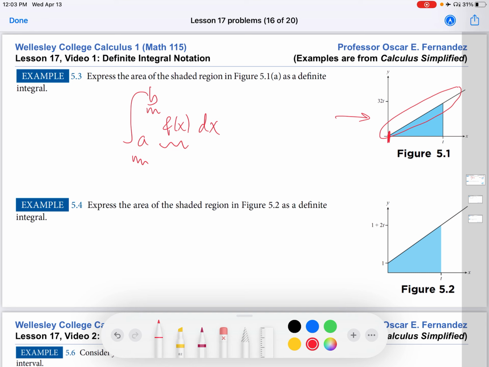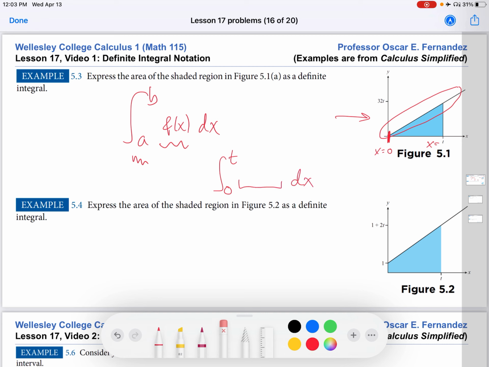And we can see already that the interval that the shaded region is contained within is x equals 0 to x equals t. So already we can start to write out a little bit of the definite integral, 0 to t. We still need that function, and then there's a dx.